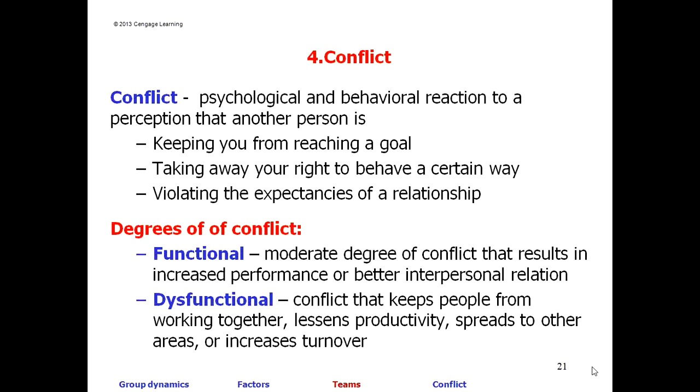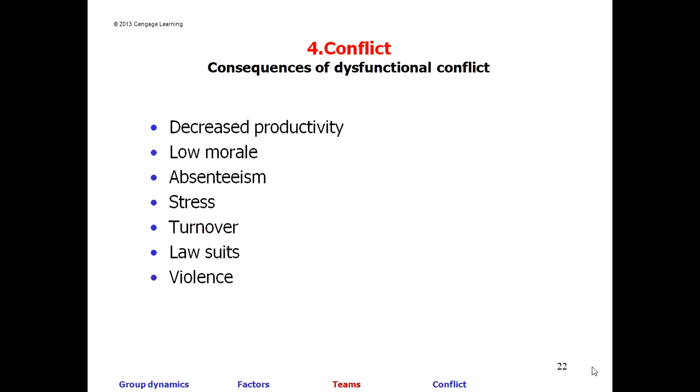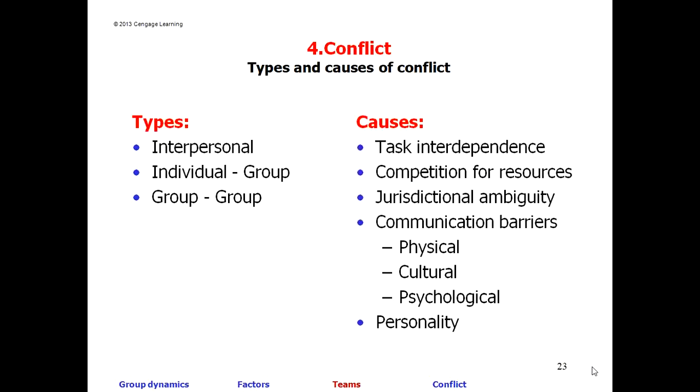Degrees of conflict are functional and dysfunctional. Functional is a moderate degree of conflict that results in increased performance or better interpersonal relations. Dysfunctional is the conflict that keeps people from working together, lessens productivity, spreads to other areas, or increases turnover. Please remember this. Now, consequences can be many, but you can just read this and understand: decreased productivity, low morale, absenteeism, stress, turnover, lawsuits, violence, etc.